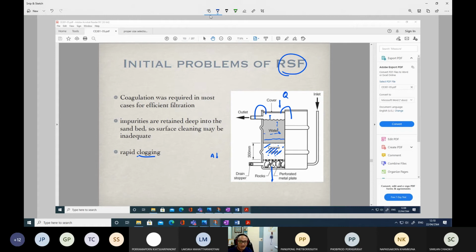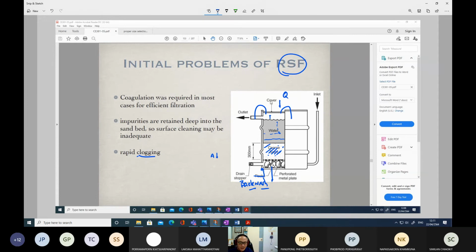The process for cleaning all this dirt we normally call a backwash. Backwash is applicable only for the rapid sand filters, not slow sand filters. Okay, only rapid sand filters, not the slow sand filters. This is the problem of why we operate the rapid sand filter.